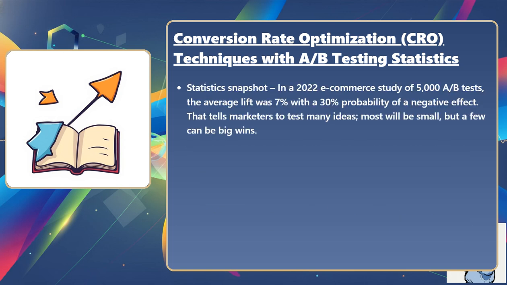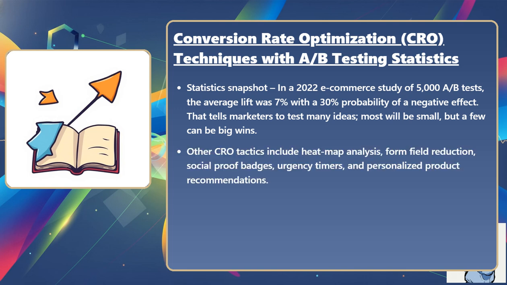Statistics snapshot. In a 2022 e-commerce study of 5,000 A/B tests, the average lift was 7% with a 30% probability of a negative effect. That tells marketers to test many ideas. Most will be small, but a few can be big wins. Other CRO tactics include heat map analysis, form field reduction, social proof badges, urgency timers, and personalized product recommendations.